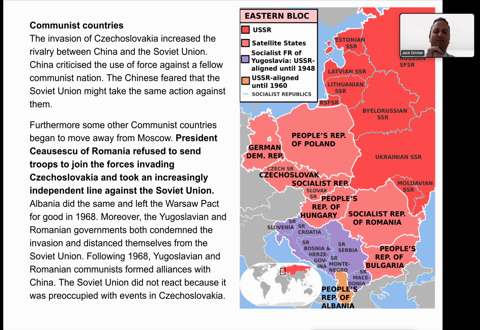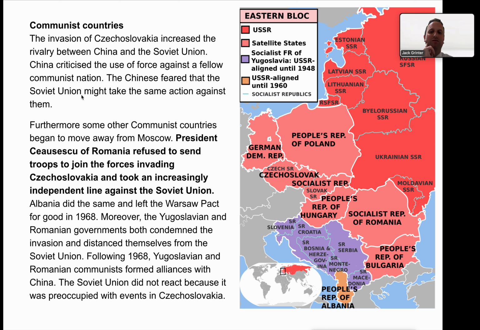And really importantly for the communist countries, it shows that they can't leave the Warsaw Pact and they can't introduce liberal reforms. But interestingly, it increased the rivalry between China, which is a communist country as well, and the Soviet Union. So China criticised the use of force.